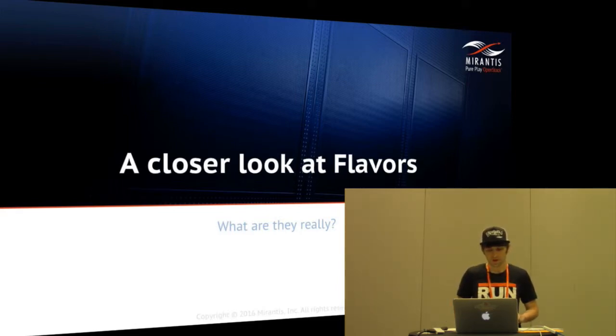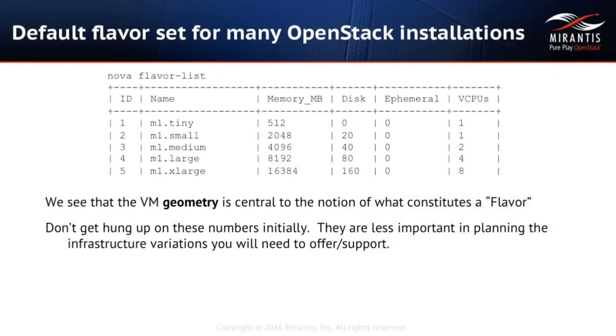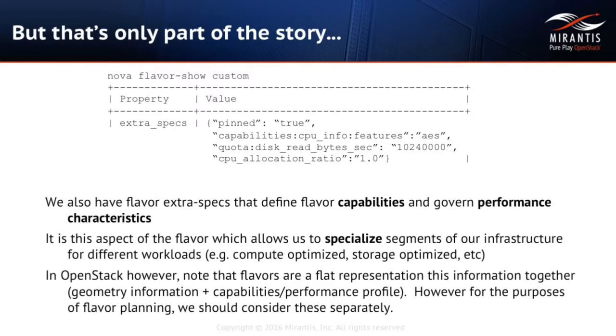So what are they? We can do a nova flavor-list, and we can see all this geometry information, the sizing information: the memory, disk, vCPUs. That's a fairly central part of what makes up a flavor. But I suggest not getting too hung up on the sizing, the geometry, initially. I'd say come back to that later in the last part of your planning. We're going to focus more on the other dimension of the flavors here, which is the extra specs.